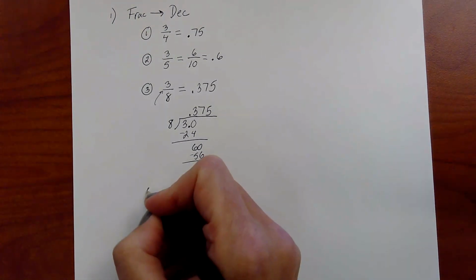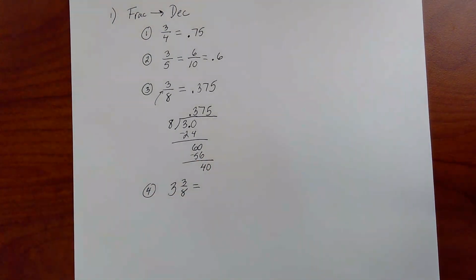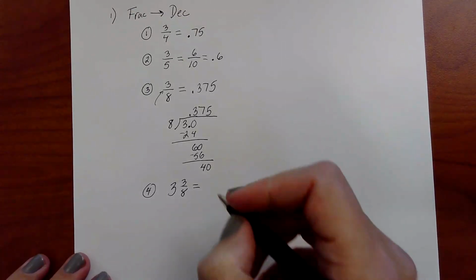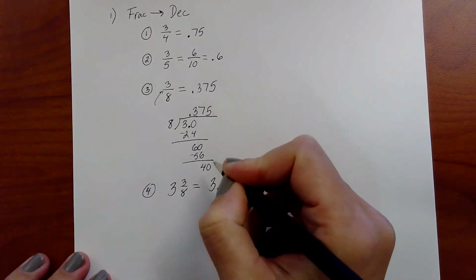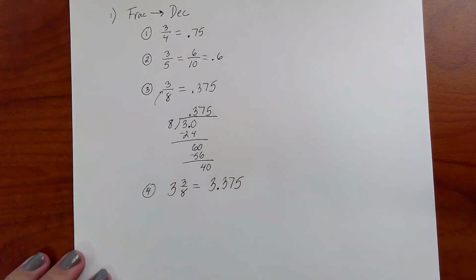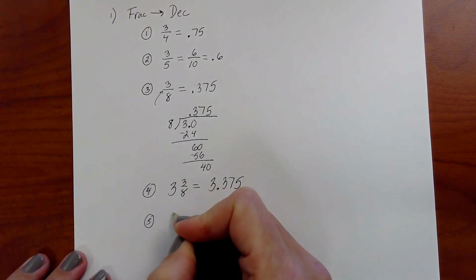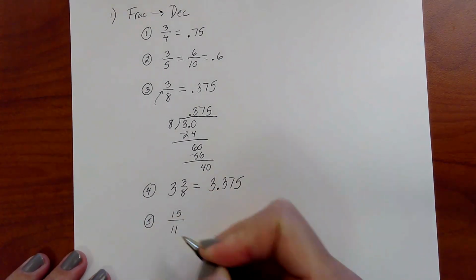What if it was 3 3/8? So you'd have a whole number 3 and then a fraction 3/8. Well, hopefully you would just know that's 3 point, and we just figured it out, 375. Try this one. 15/11.